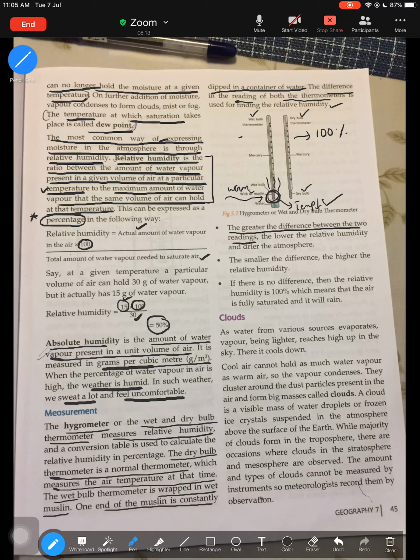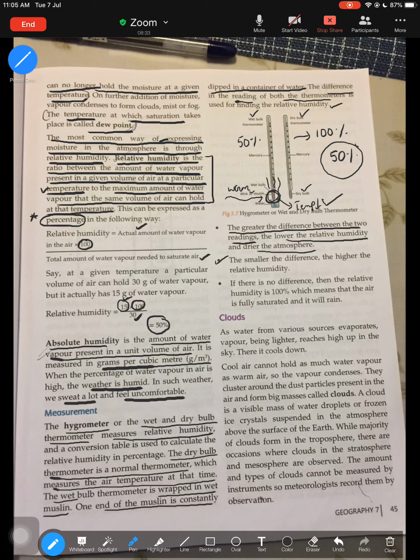Whereas let's say the wet bulb is 50. So what is the difference? 100 minus 50 is 50. So 50 is a great difference. So with a greater difference, what happens? Relative humidity is low and the air is dry. So the greater the difference between the two, the lower the relative humidity, which means the air is dry.